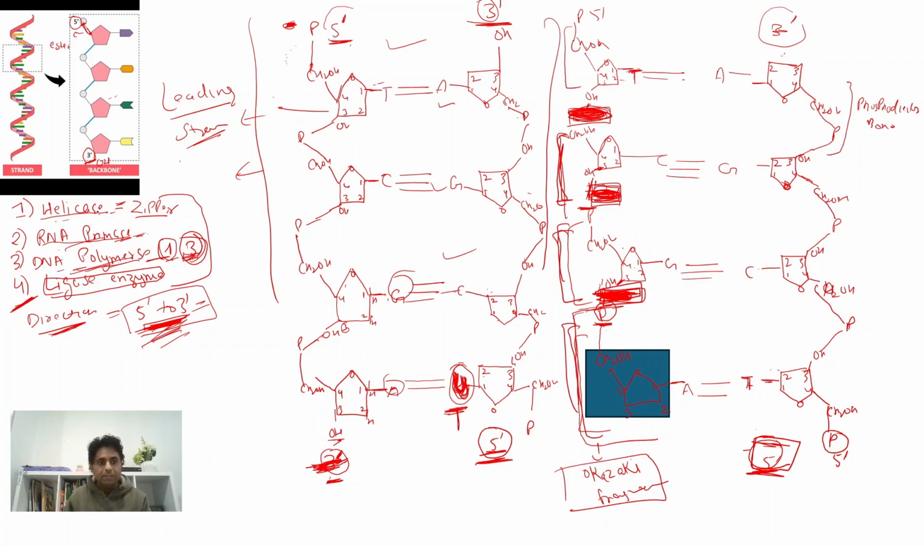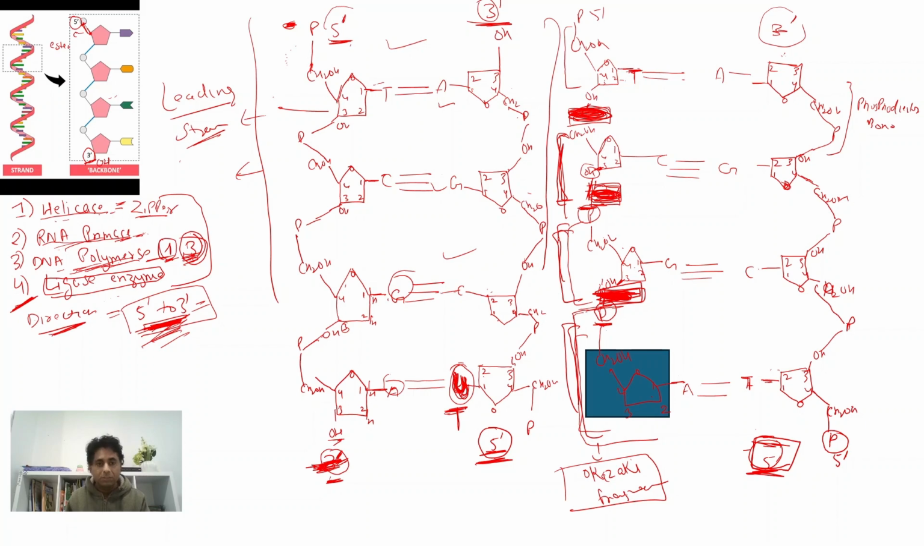So the helicase comes and zips it, RNA primase comes and builds up a couple of nucleotides, and instead of thymine it adds uracil, which is not part of the DNA, which is fixed by DNA polymerase 1. So DNA polymerase 3 builds up the rest of the strand, and the ligase joins the hydroxyl group with the pentose sugar, which is the joining point of the Okazaki fragments. I think this is the whole process of DNA replication.